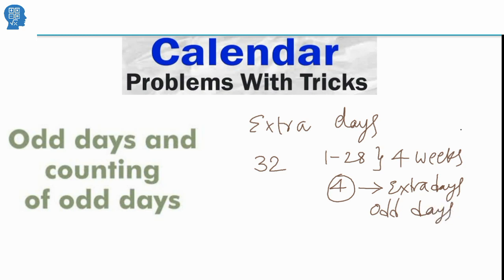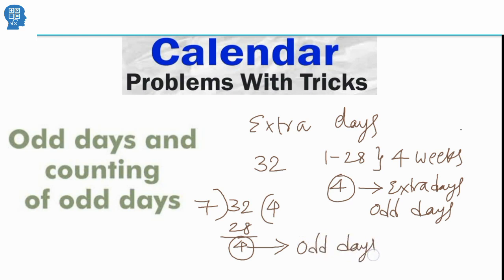To find the number of odd days, we have to do only one thing. Just divide the given number of days by 7. 7 4s are 28. 4 is the remainder. So what is your remainder? That gives you the number of odd days. So what is the trick here? To find the number of odd days, just divide the given number of days by 7. The remainder is nothing but your odd days.